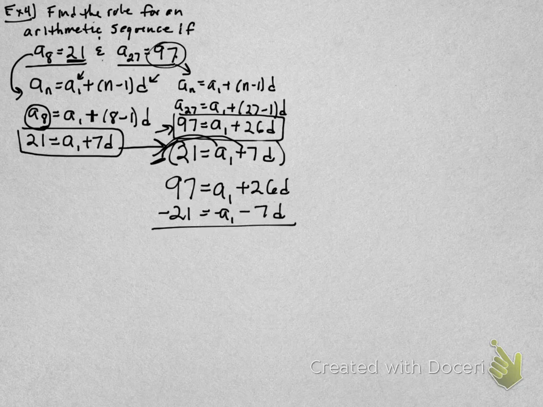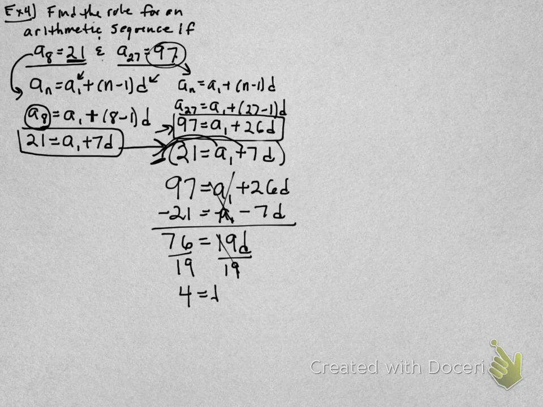And when I add these together, 97 minus 21 is 76. a1 minus a1 cancel. They've eliminated one of the variables for me. And then 26 take away 7 is going to be 19d. I can solve this now for d by dividing by 19. And I think if you divide 76 by 19, you get 4. So our common difference is 4.